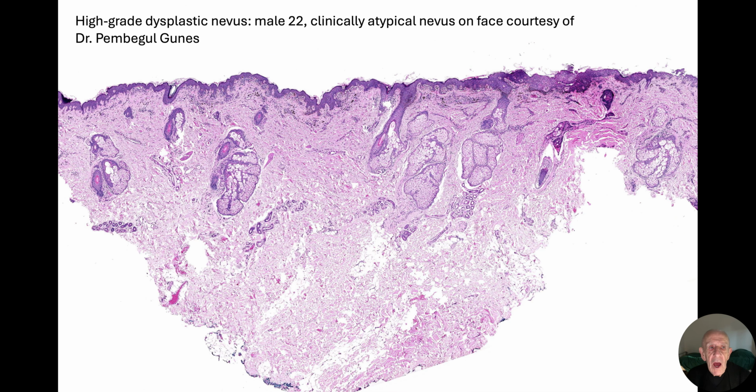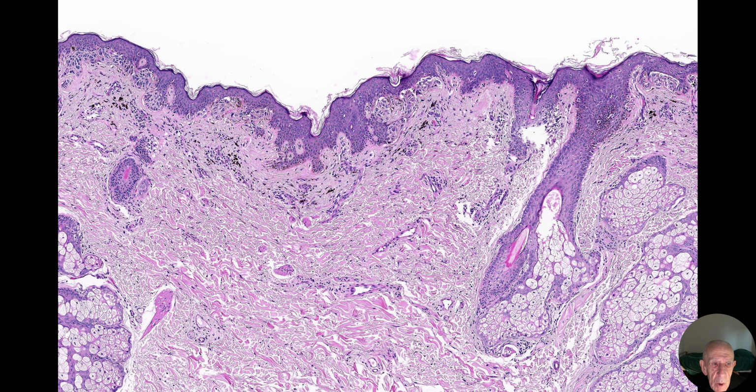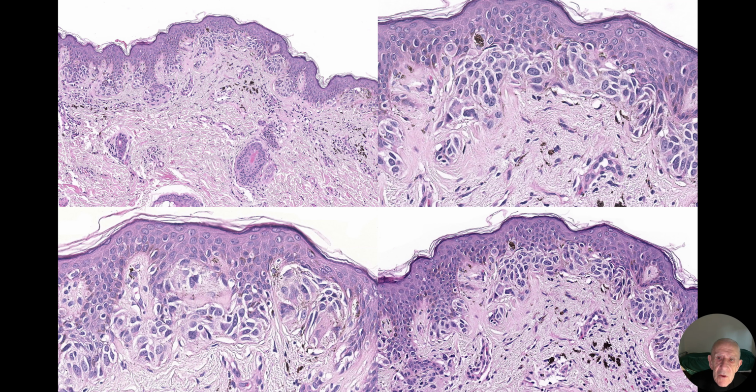And here's a high-grade lesion that Penbergel shared. Even at this magnification, I think you can probably recognize it as a high-grade dysplastic nevus, because the nuclei are clearly enlarged even at this magnification. But when we look a bit closer, the high-grade nature of the lesion becomes more obvious, and these are fields taken from that lesion where the nuclear pleomorphism is very marked, and there's obvious bridging. So that's high-grade dysplastic nevus.